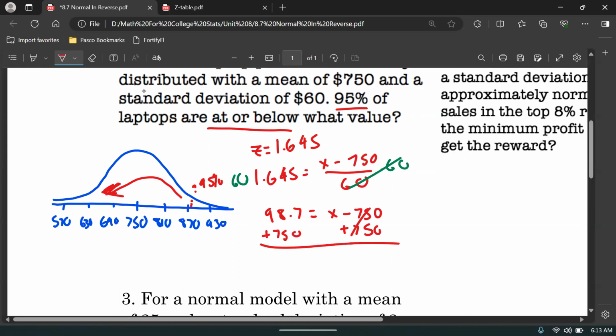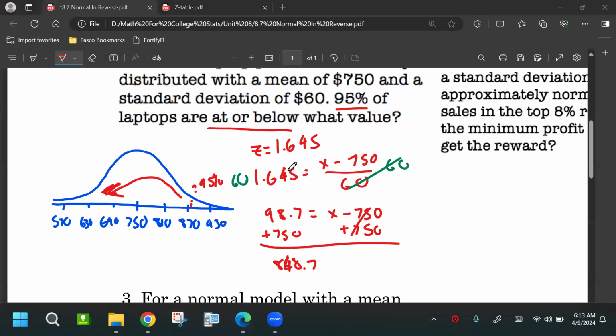And so adding 750, we get 848.7. So by hand, this is our best guess. 848.7 is the price of laptop where 95% of prices are at or below that cost. So 95% of laptops cost $848.70 or less. All right. So now let's do it using the calculator to see how close this number was.